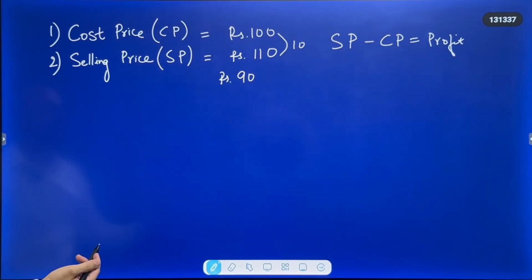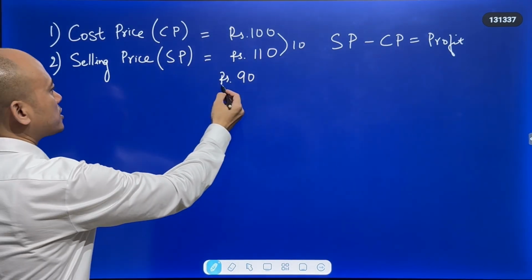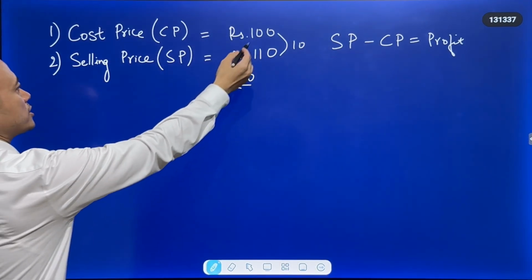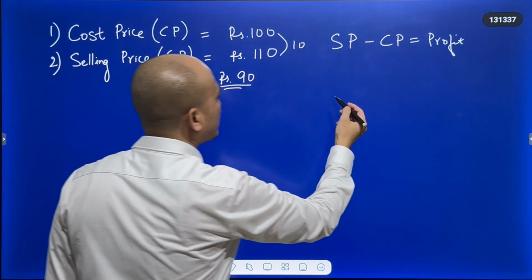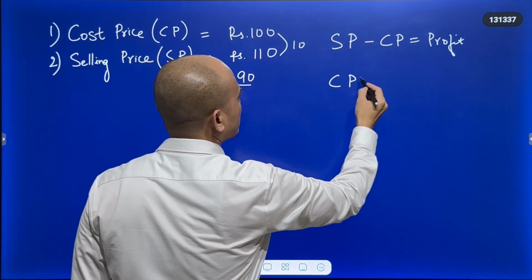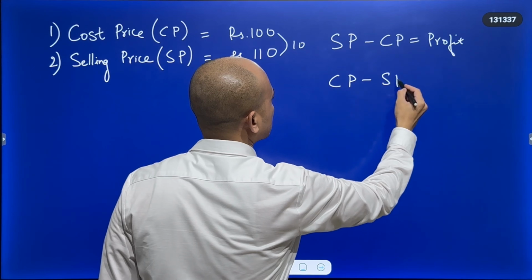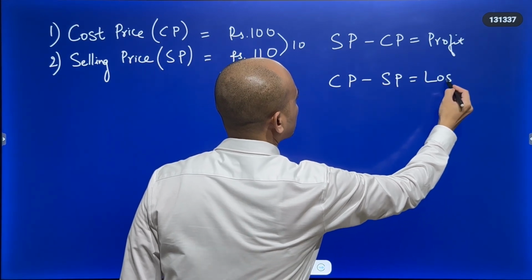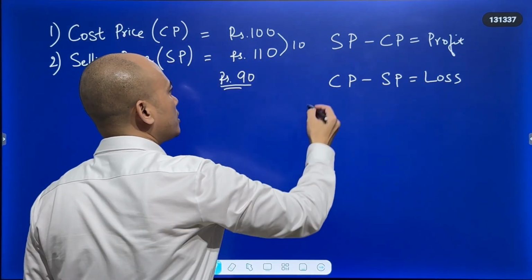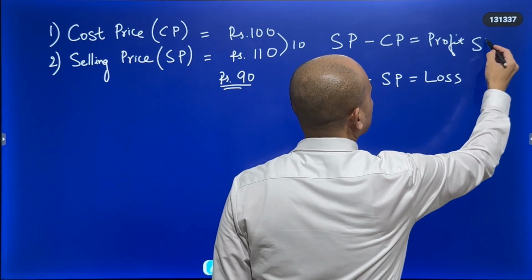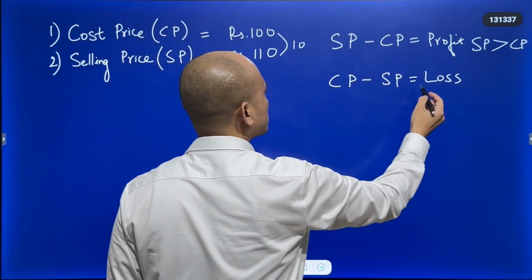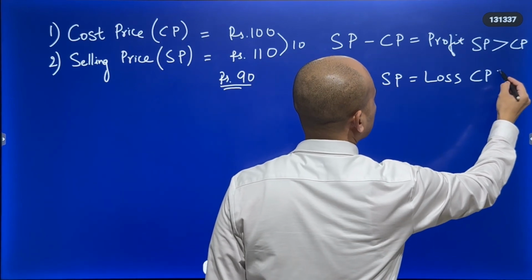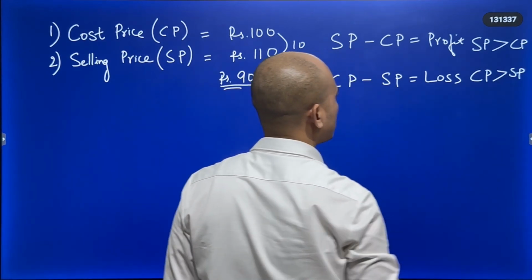So definitely I will be suffering a loss. I will be suffering a loss of how much? 100 minus 90, 10 rupees. So when there is loss, it will be cost price minus selling price. So just remember, for profit SP is greater than CP, for loss CP is greater than SP.